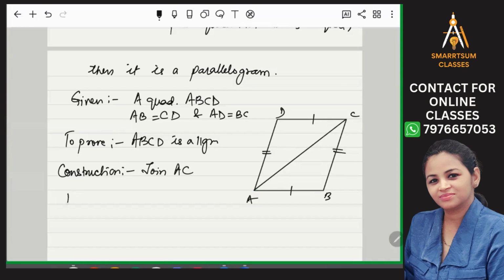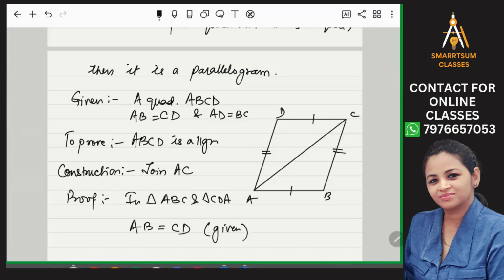Now, proof. In triangles ABC and CDA, you can see that this diagonal divides the quadrilateral into two parts, ABC and CDA, isn't it? Are you getting that? Alisha, Rudra, Anvi? And in these triangles, some sides are already given equal. AB is equal to CD. This is already given in the question, this side is given equal to this side.